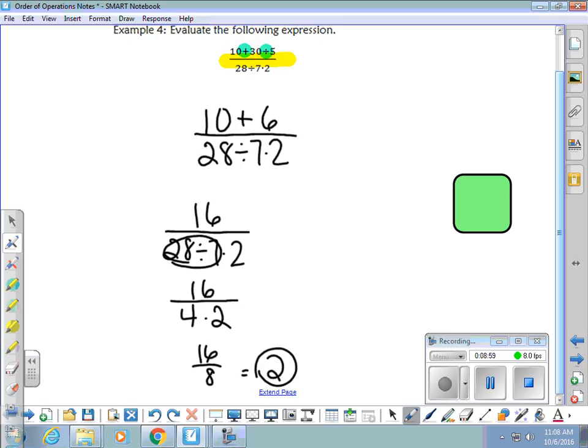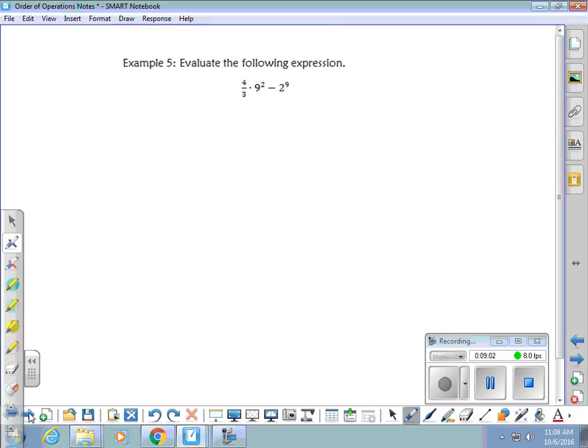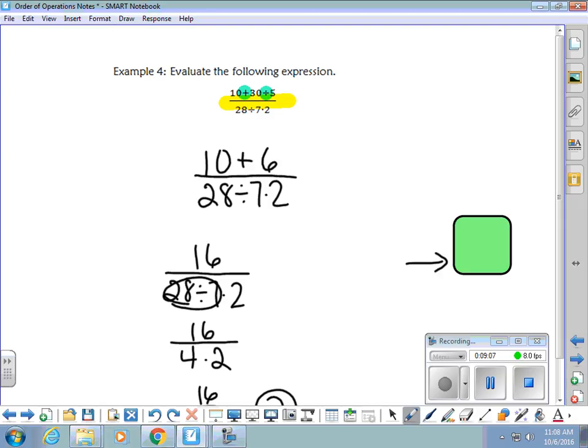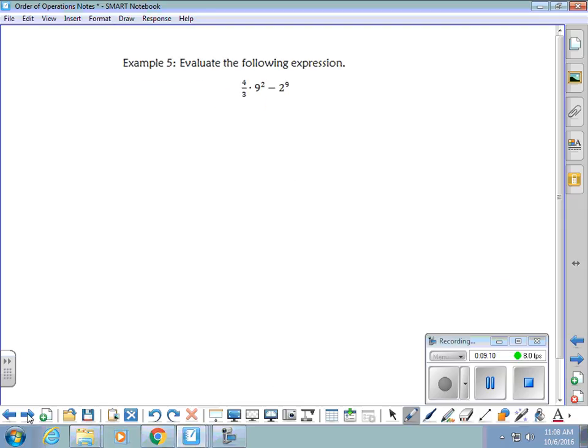Next, don't forget that green box that was back there. You need to make sure you get my initials. Finally, example 5. Yes, there's a fraction in it. That's okay. You'll be fine. I have 4/3 times 9 to the 2nd minus 2 to the 9th. I do not see grouping symbols, so I'm going to do exponents first. 9 squared, we know, is 81. Minus 2 to the 9th, which is 512.